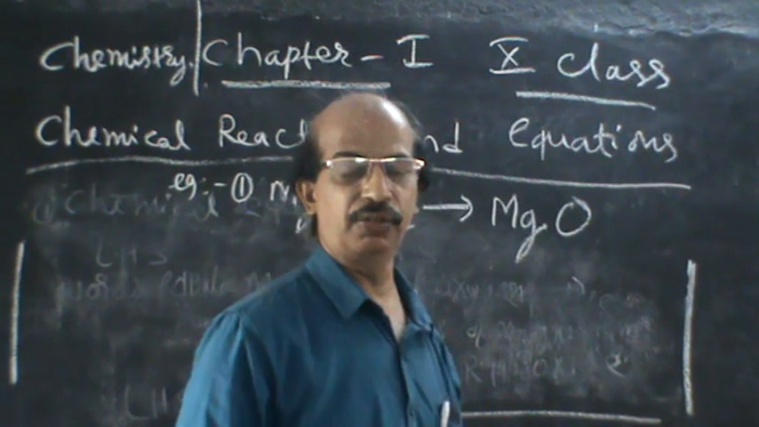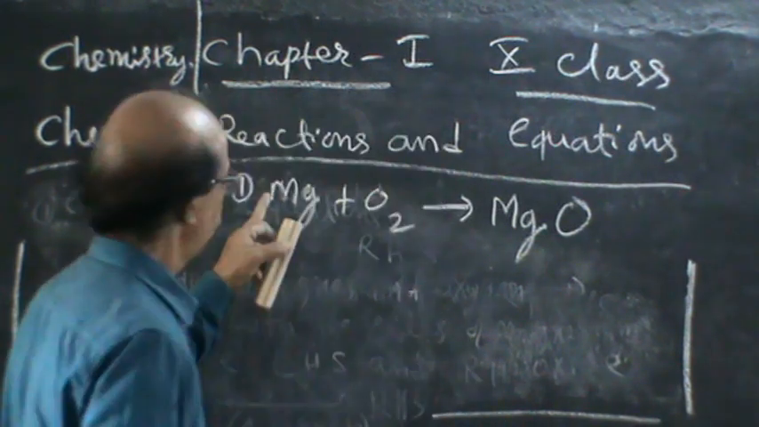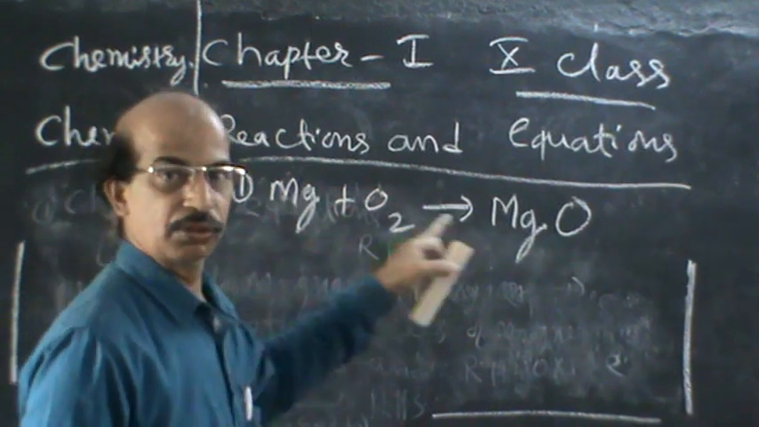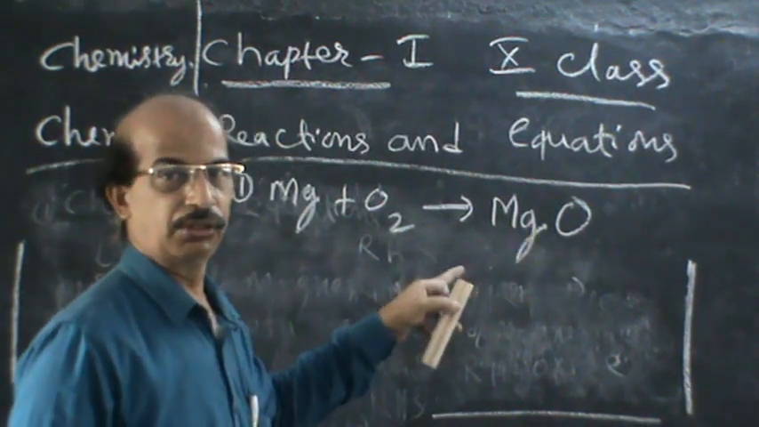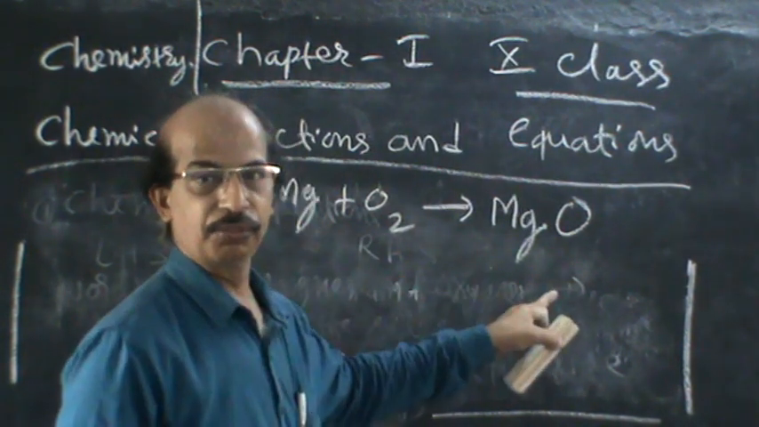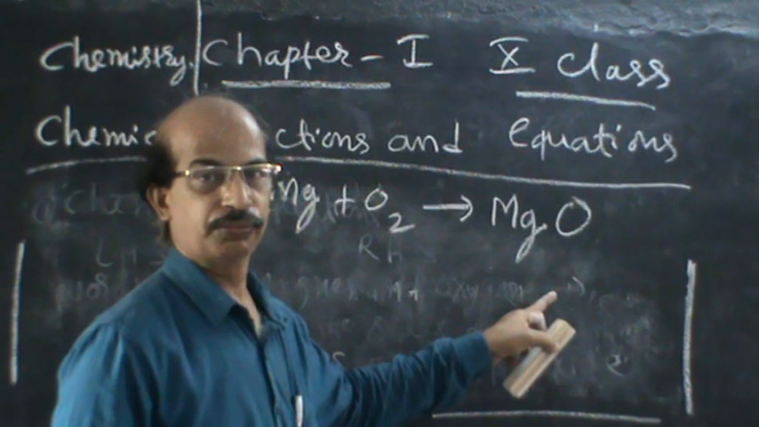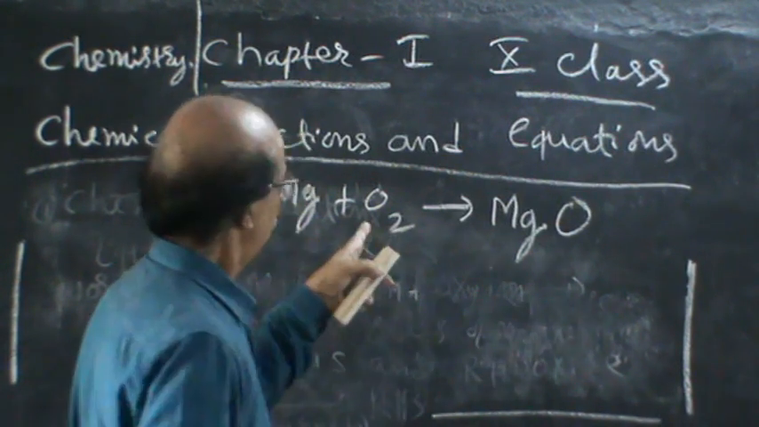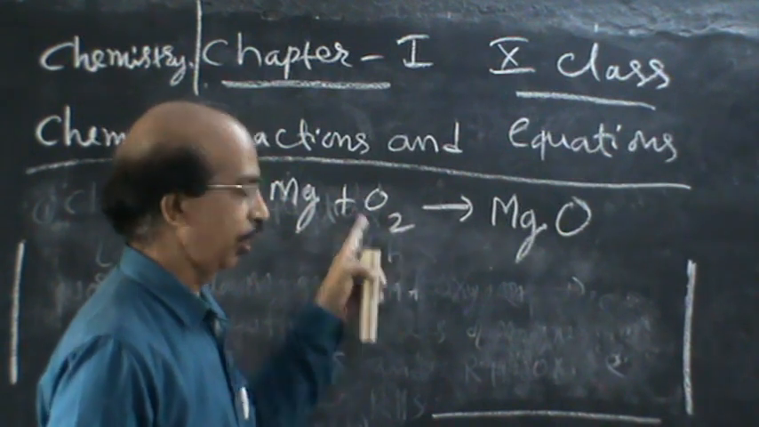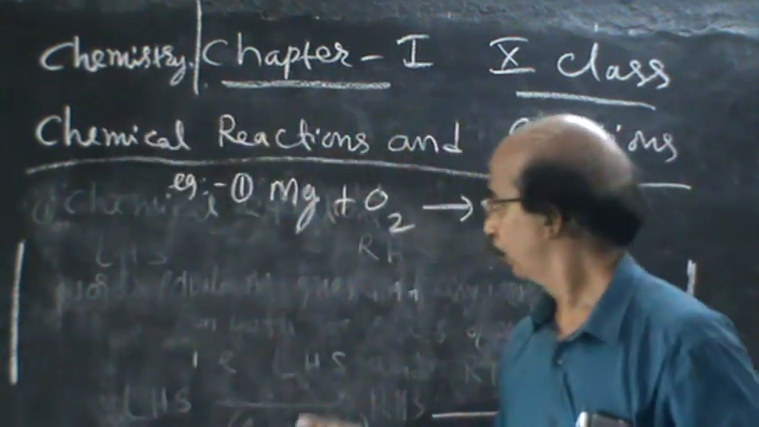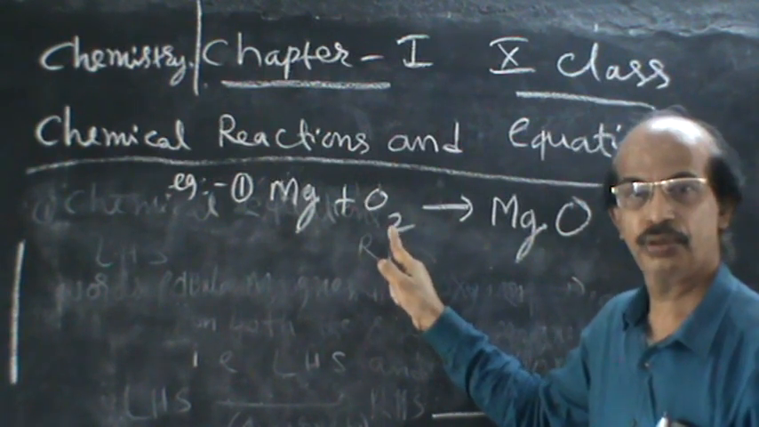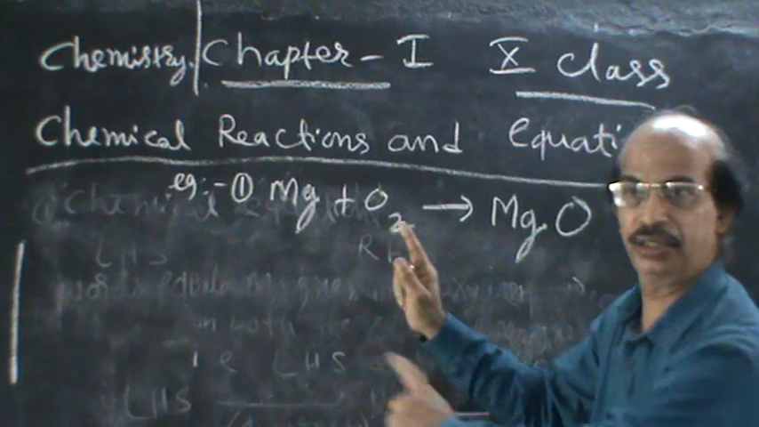Balancing means making equalize on both the sides. Here Mg 1, here Mg 1. So it is equalized now. Mg one atom, Mg one atom. Now you start with oxygen. The next element is oxygen. How many are there? Here 1 into 2. Oxygen 2 atoms are there on the left hand side.